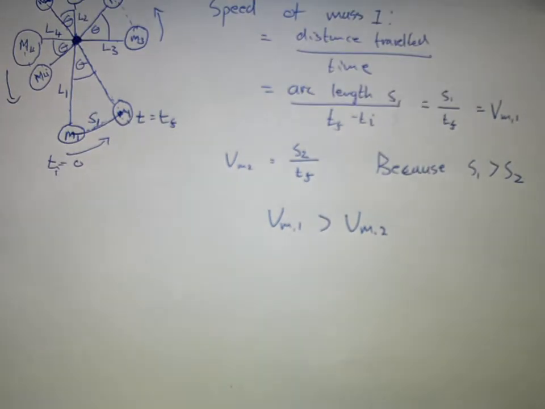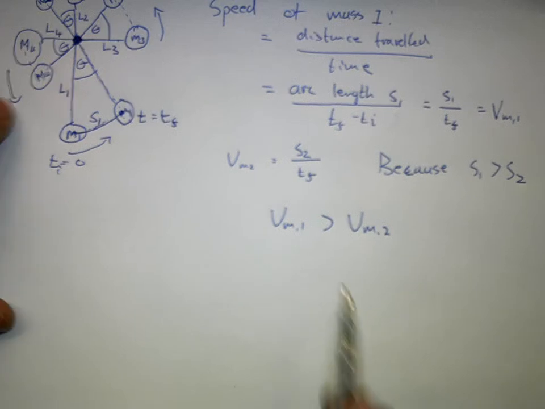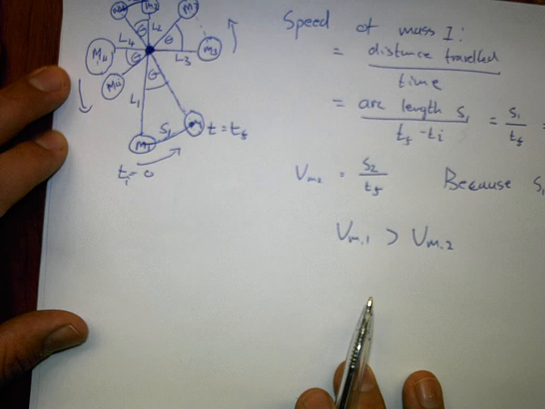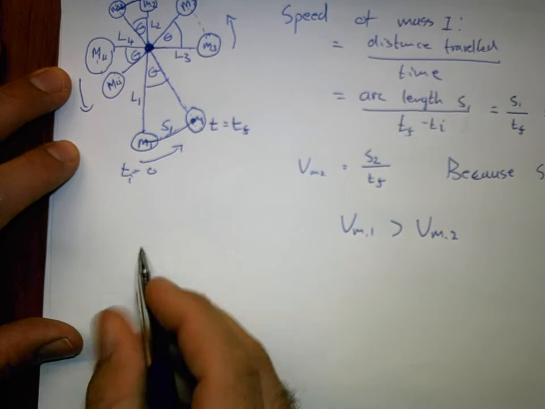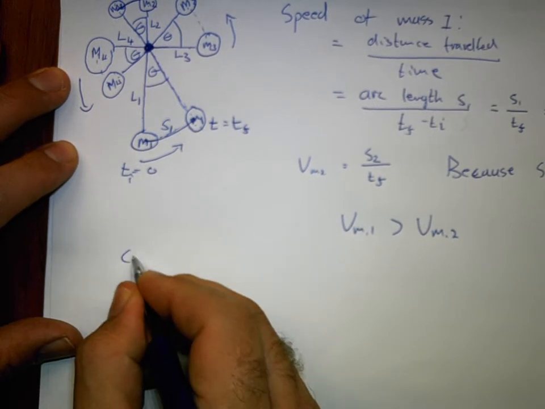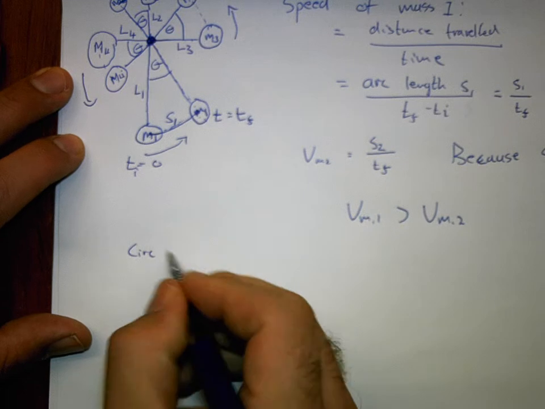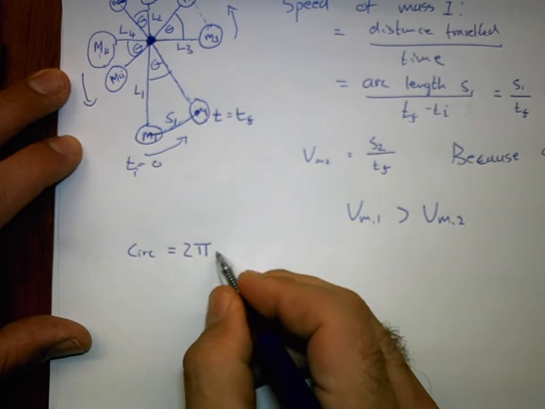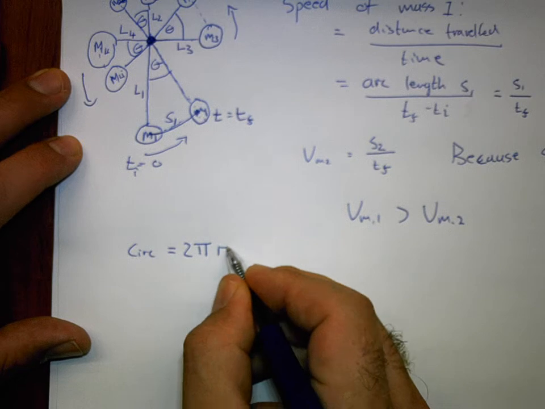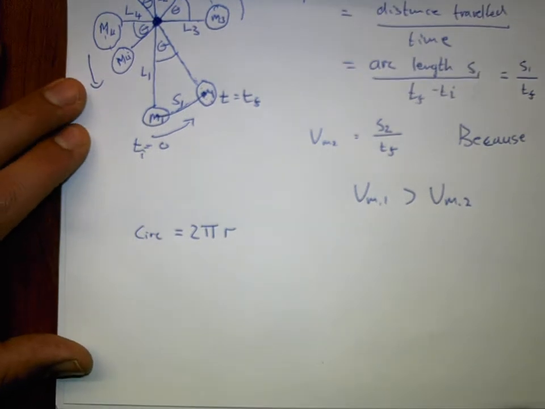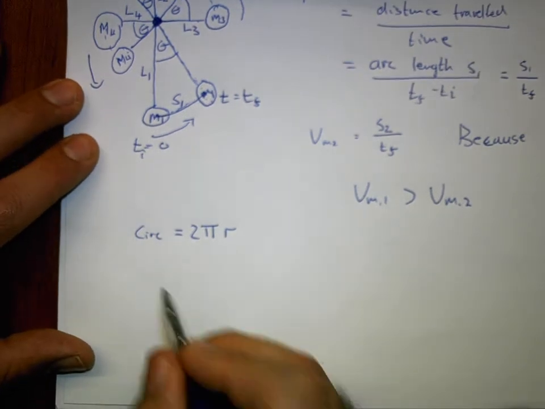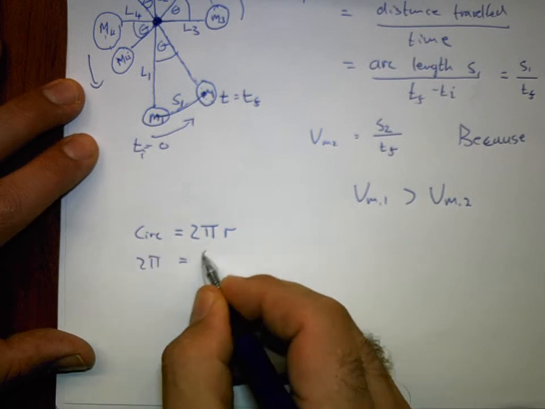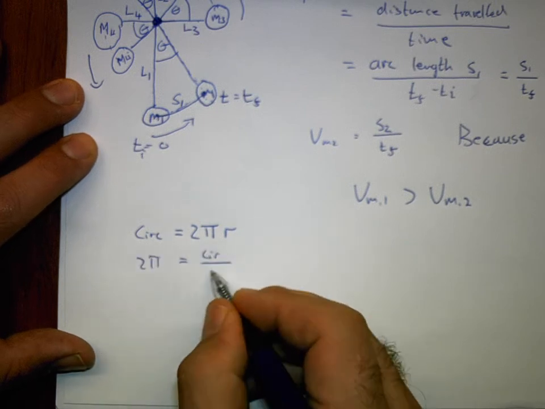However, we know we can write this in a slightly better form. We know that a full circumference of a circle is equal to 2 pi times its radius. And we can basically then say that 2 pi is equal to the circumference divided by the radius.